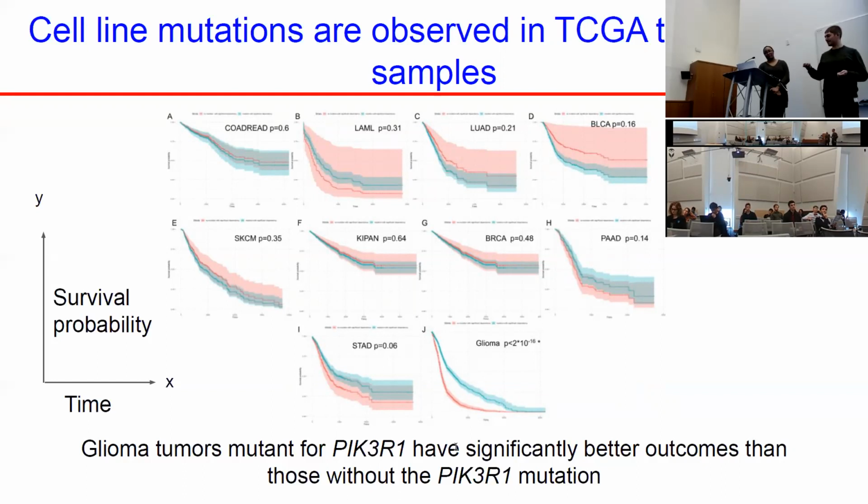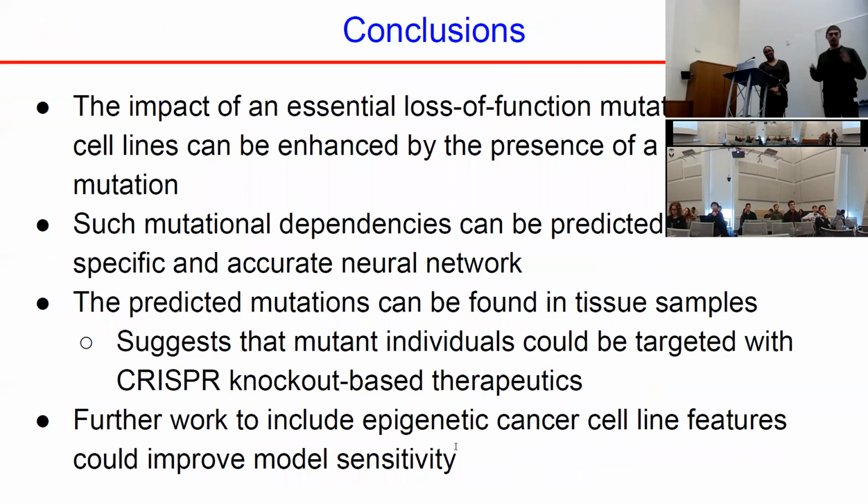So what have we learned today? We're able to train a pretty specific and somewhat sensitive neural net to identify significant dependencies. The PIK3R1 mutation was actually predicted by our model rather than in our earlier pass, but that earlier pass was informative too in identifying that cancer cell lines can be addicted to oncogenic signaling mutations.